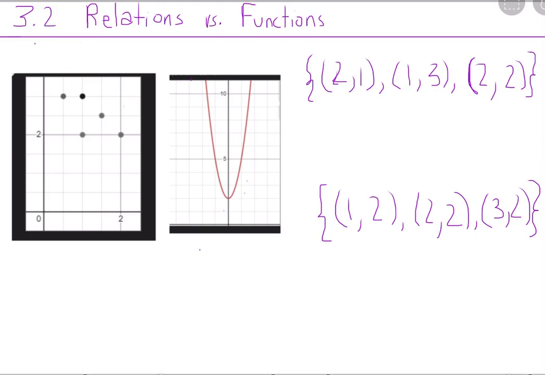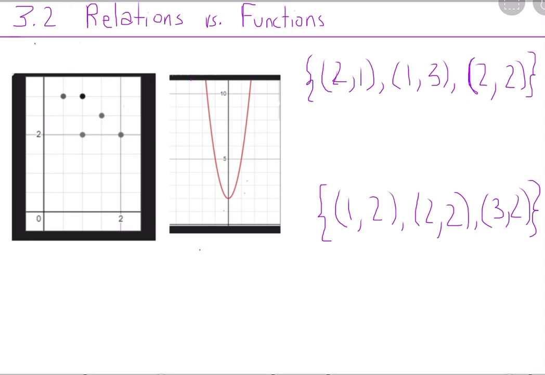It is important to remember that all functions are relations as well, but not all relations are functions. So to determine if a relation is a function, one way we can do that is a vertical line test. With a vertical line test, you draw a vertical line through the graphs, and if that vertical line intersects two or more points, then that relation is not a function.